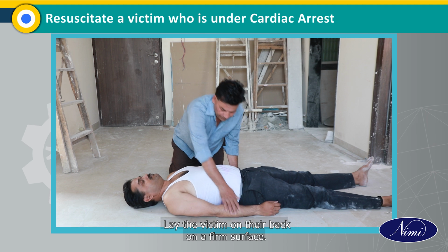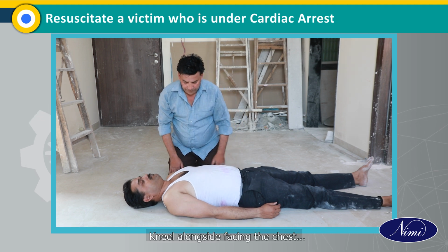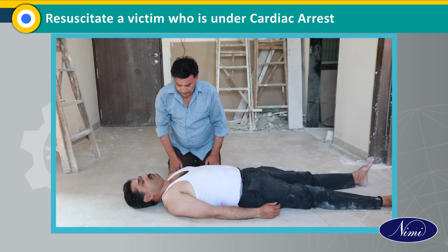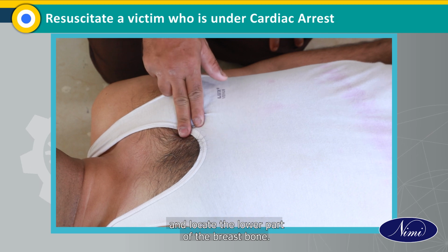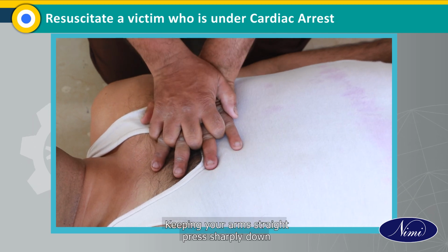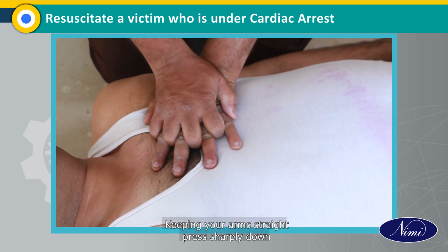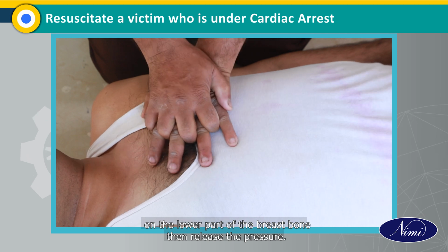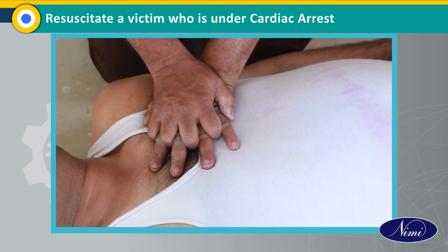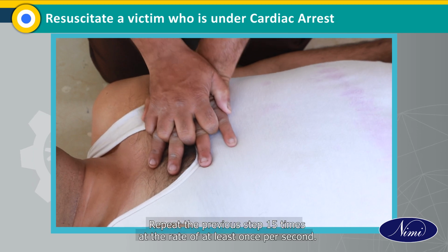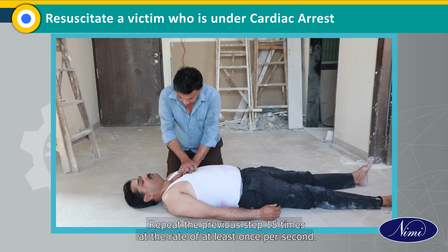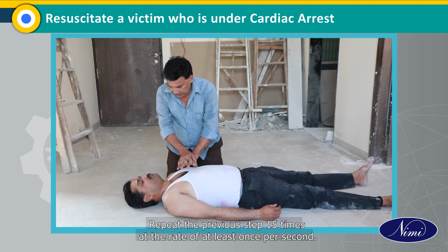Lay the victim on their back on a firm surface. Kneel alongside facing the chest and locate the lower part of the breastbone. Keeping your arms straight, press sharply down on the lower part of the breastbone, then release the pressure. Repeat the previous step 15 times at the rate of at least once per second.